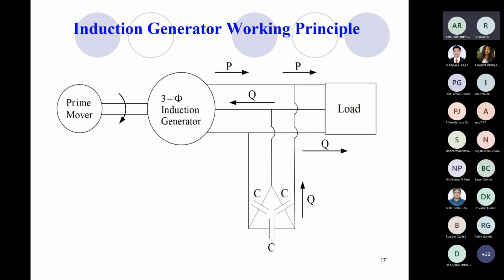So here we can see a schematic diagram of an induction generator. Here it is coupled with a prime mover. To extract wind power, this prime mover has to be a wind turbine, and to supply reactive power we need some source of reactive power. So here capacitors are used as the source of reactive power, and some load is connected here.